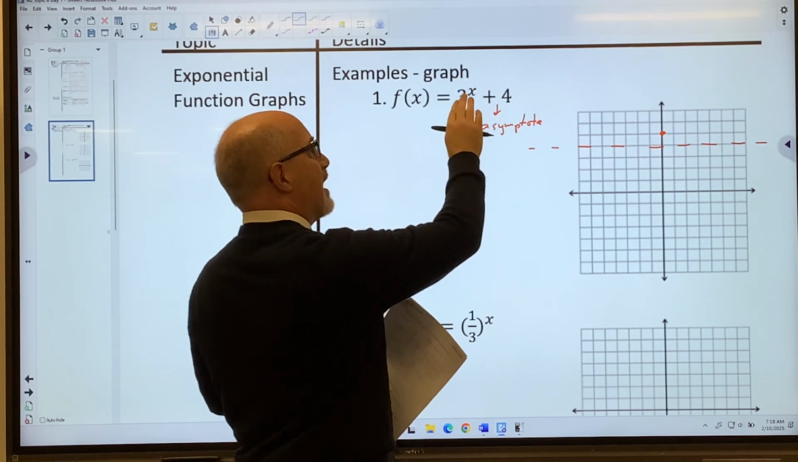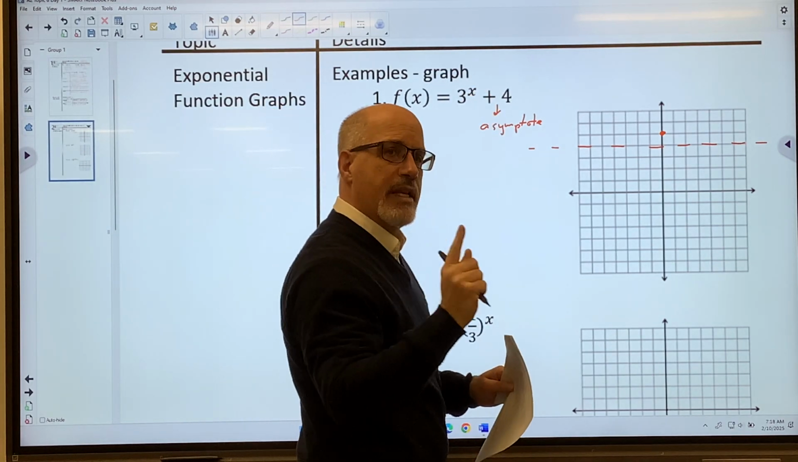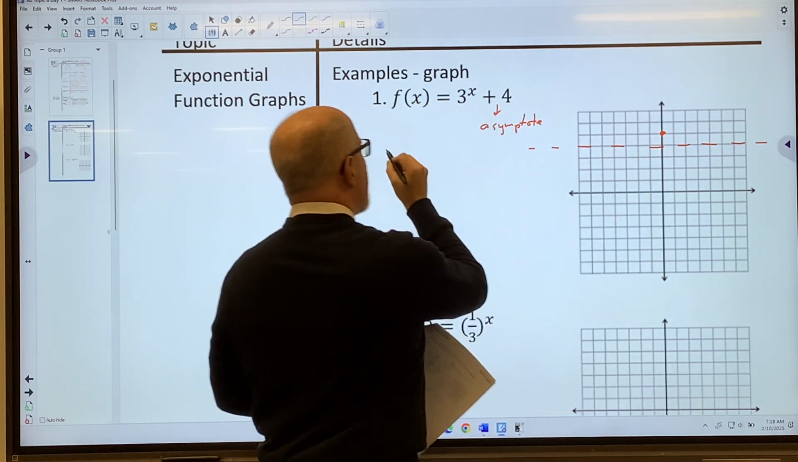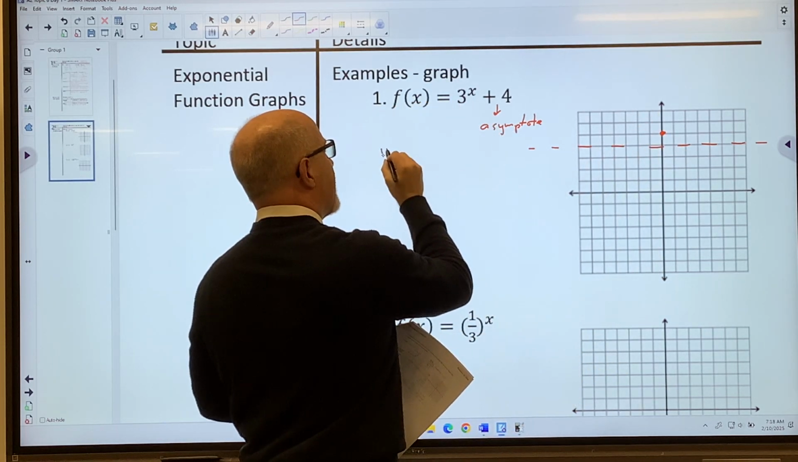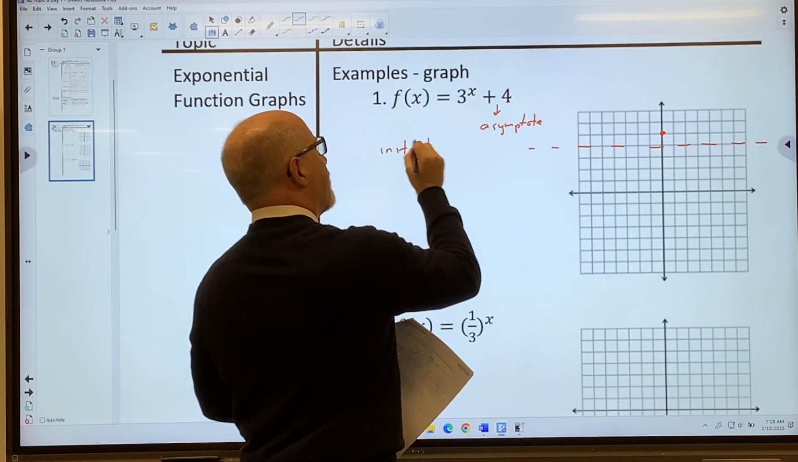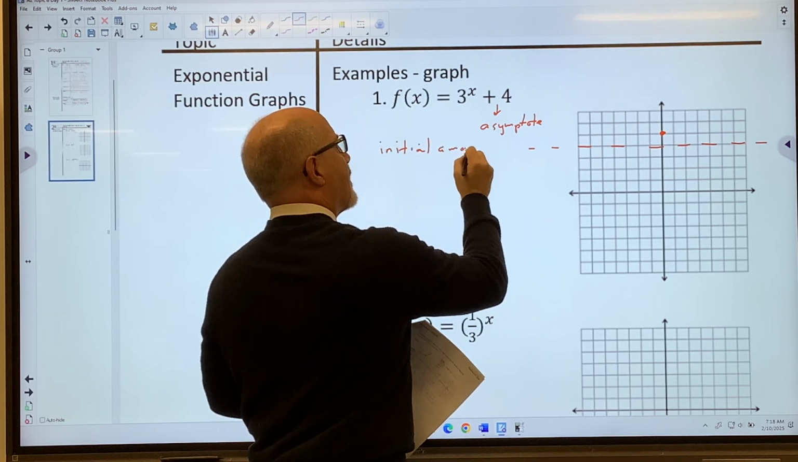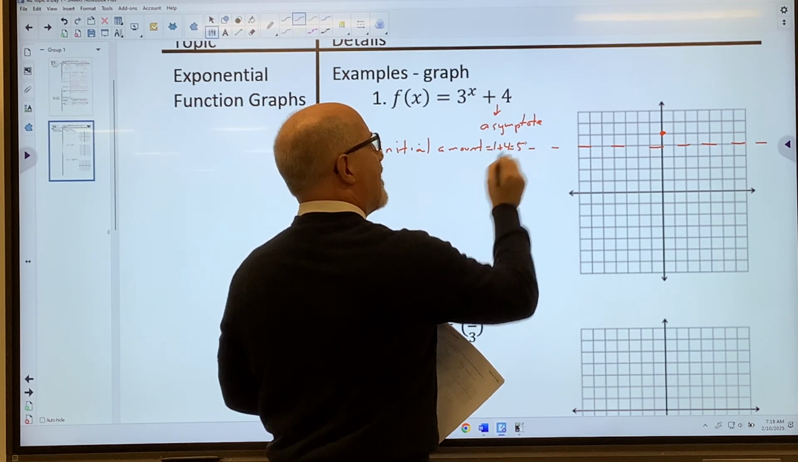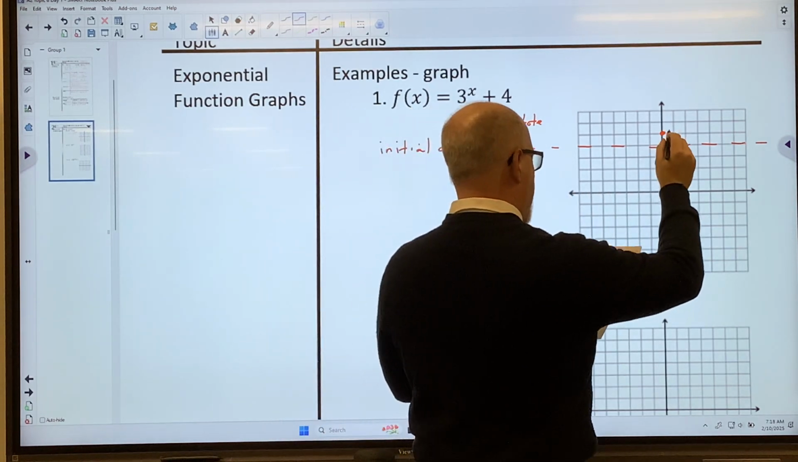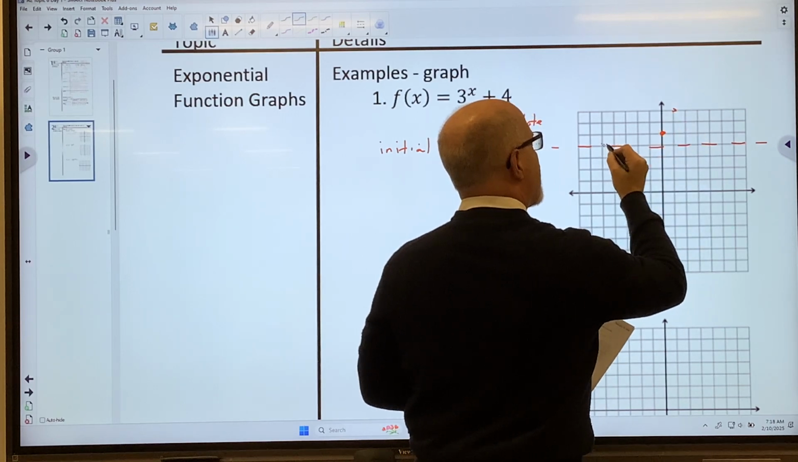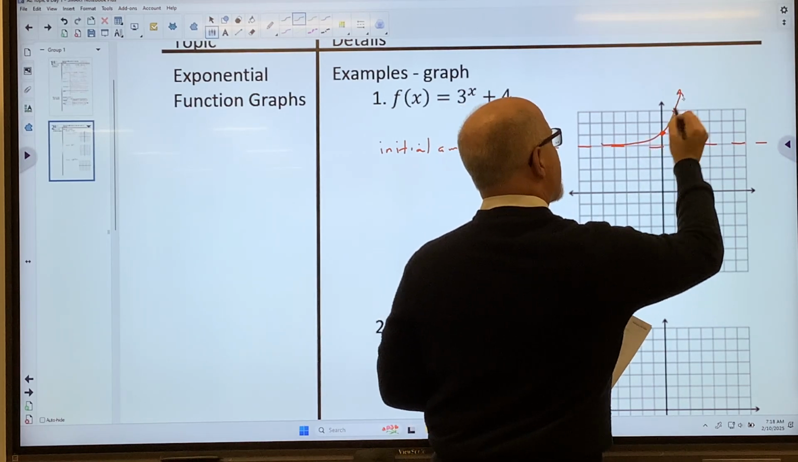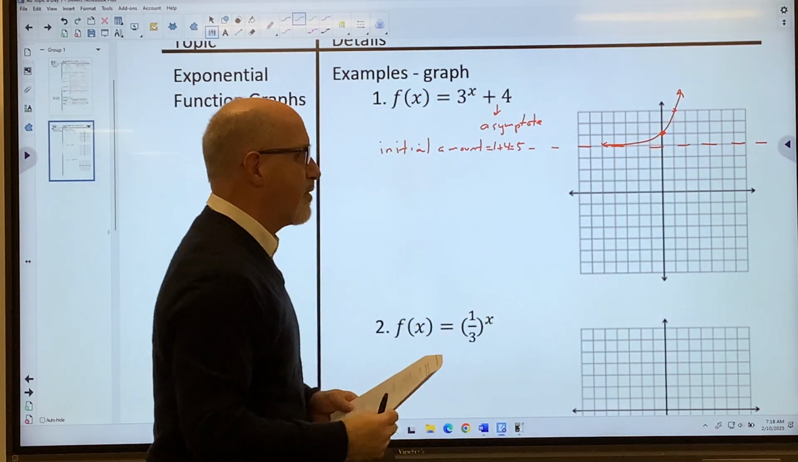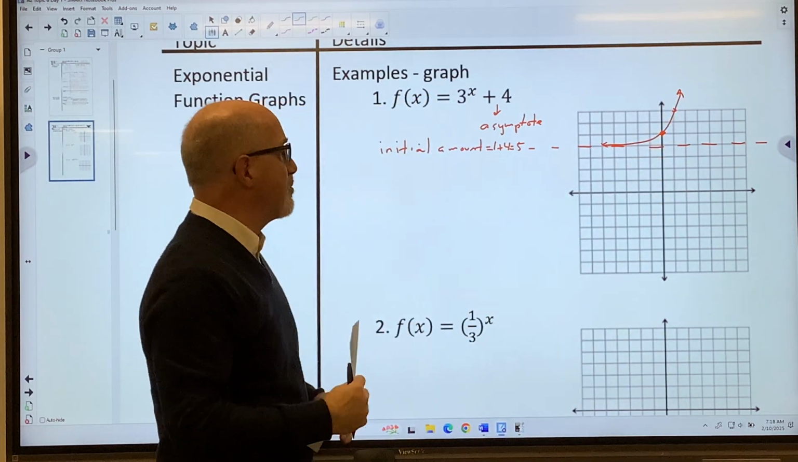If I put in 0, I get 3 to the 0 is 1, and then 1 plus 4 starts me at 5, so the initial amount here would be equal to 5. I'll just put down the original 1 plus the 4 gives me 5. And then it goes up from there if you were to put in values. And so the graph will look like this. It gets close to the asymptote, but it does get wider. It doesn't have a vertical asymptote.